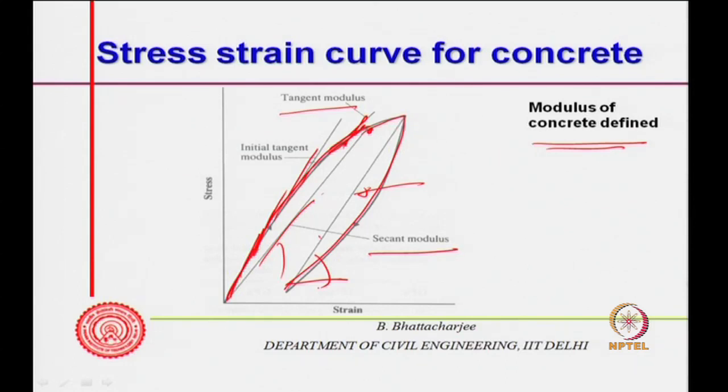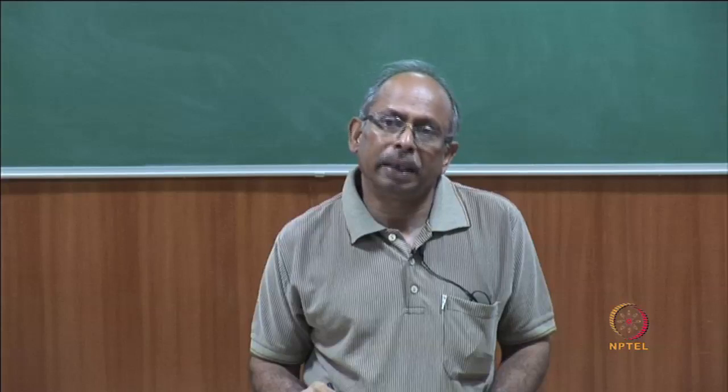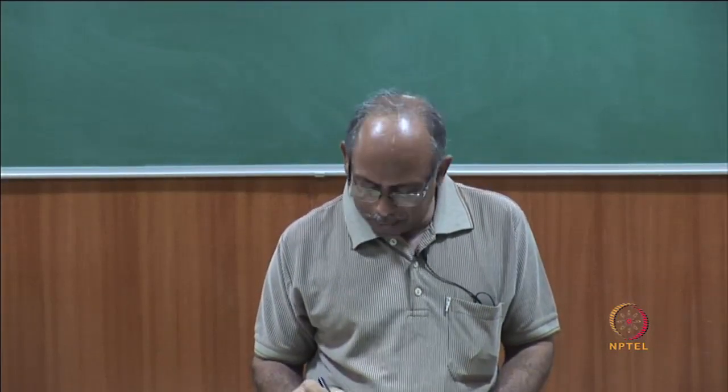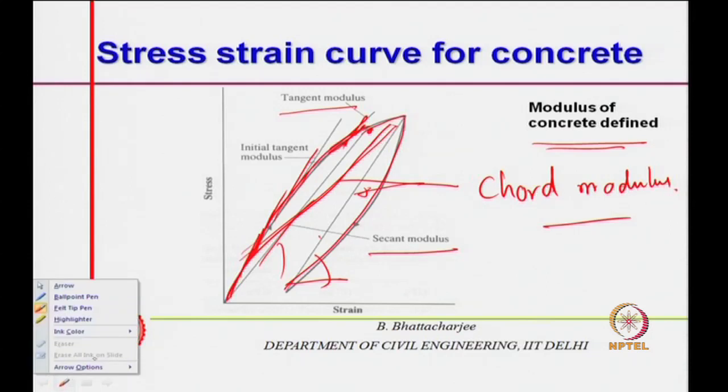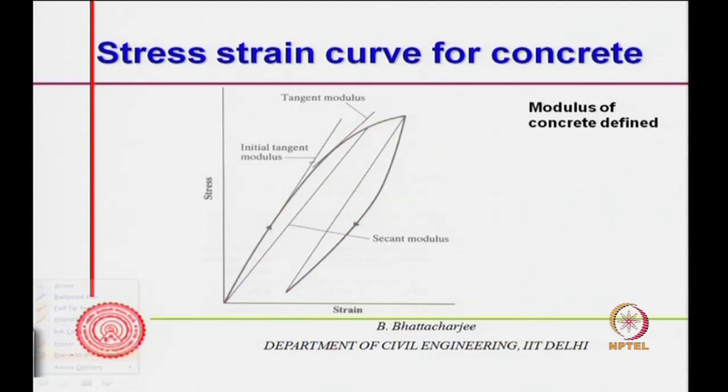So, for concrete, modulus can be defined in different ways: the initial tangent modulus, the tangent modulus at any stress or strain level, and the second modulus again at any stress or strain level. In fact, we can have a chord modulus, joining one point and another point. So, that is how we define the elastic modulus for concrete. All right.